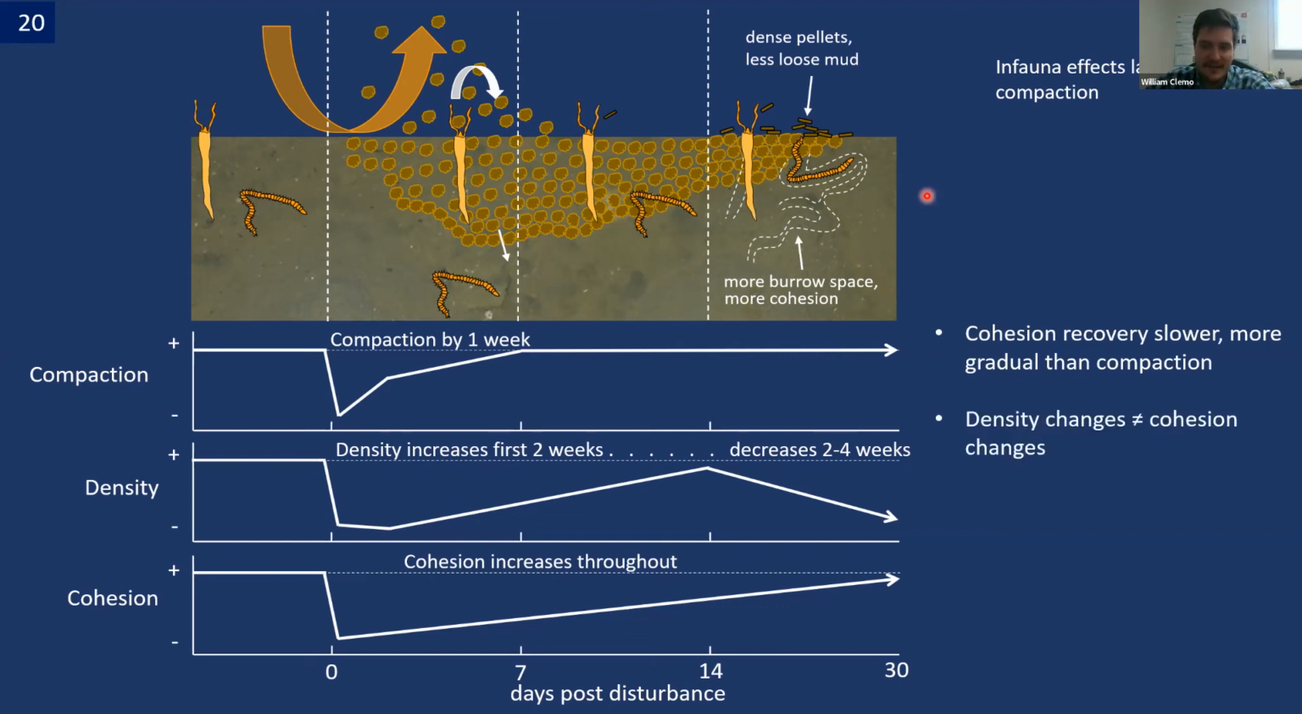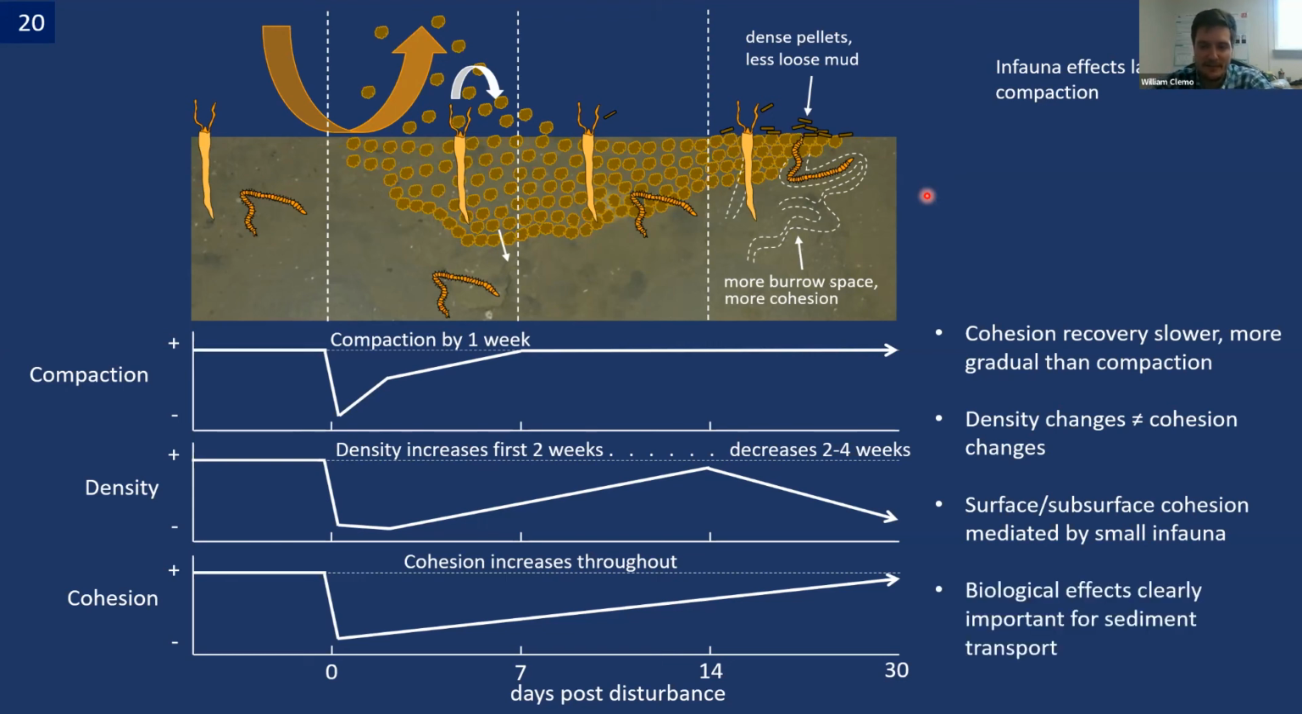Lower density did not necessarily mean lower cohesion, and temporal changes to surface and subsurface cohesion may be related to and mediated even by small burrowing animals. And including biological effects in predictions of sediment reconsolidation is clearly important for sediment transport in dynamic coastal areas.